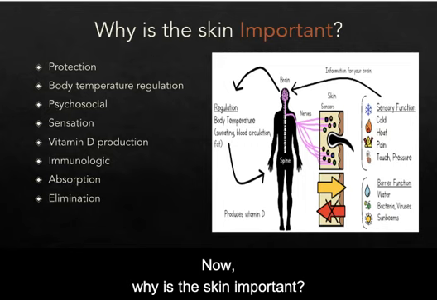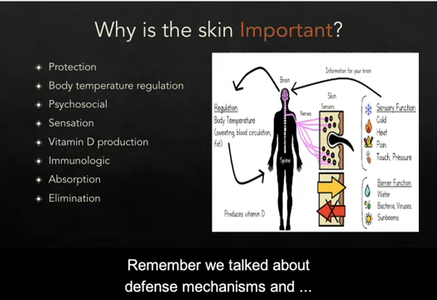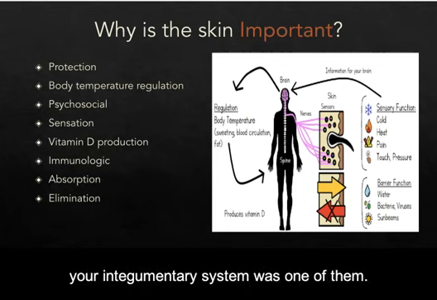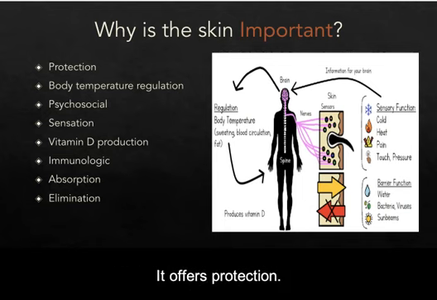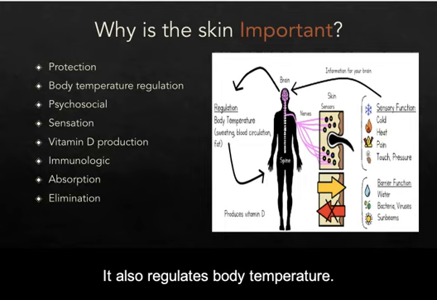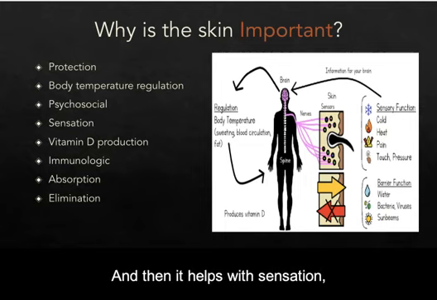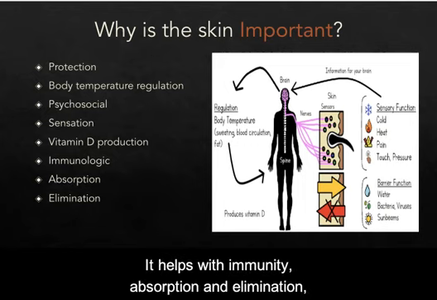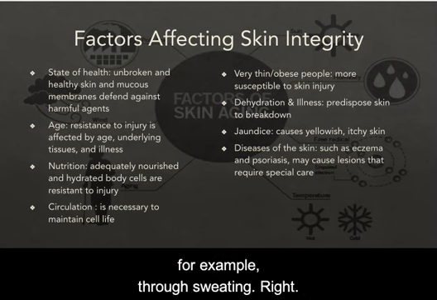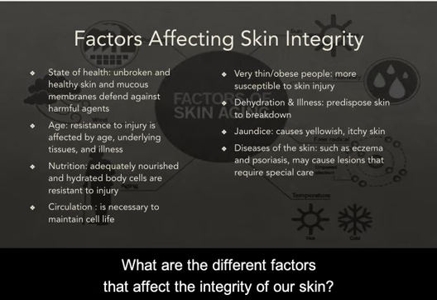Now, why is the skin important? Remember, we talked about defense mechanisms, and your integumentary system was one of them. It offers protection. It also regulates body temperature. It actually affects our psychosocial status. And then it helps with sensation, helps with vitamin D production, it helps with immunity, absorption, and elimination, for example, through sweating. Right? What are the different factors that affect the integrity of our skin?